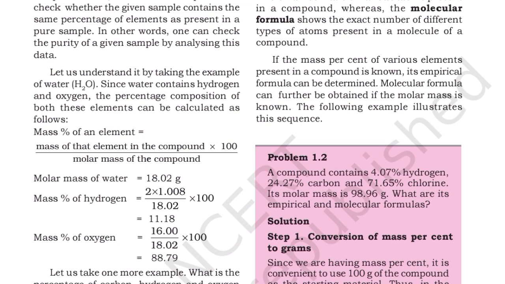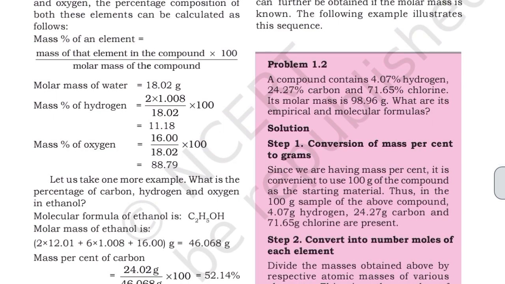Mass percent of an element is equal to the mass of that element in the compound × 100 divided by the molar mass of the compound. Molar mass of water is equal to 18.02 grams. Mass percent of hydrogen is equal to 2 × 1.008 divided by 18.02 × 100, which is equal to 11.18. Mass percentage of oxygen is equal to 16.00 divided by 18.02 × 100, which is equal to 88.79.